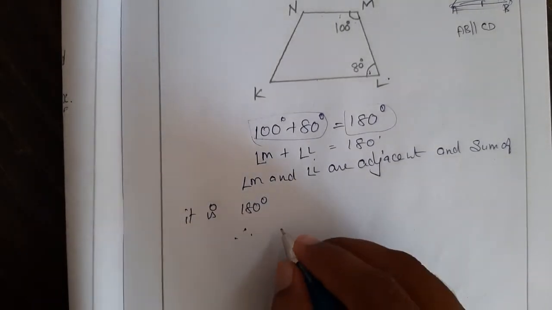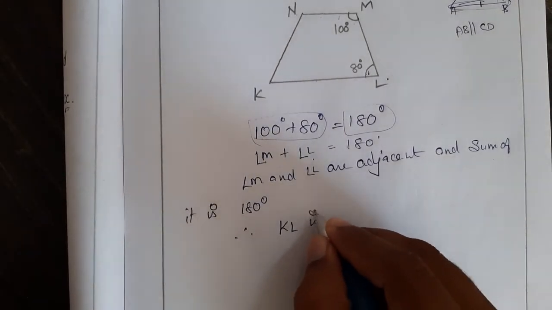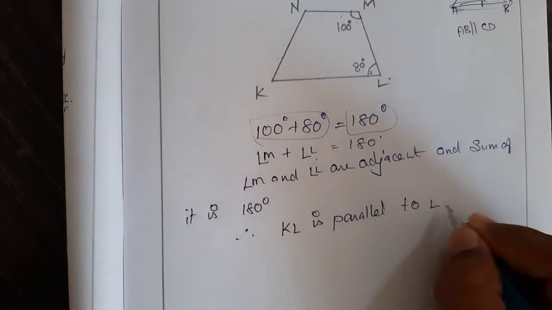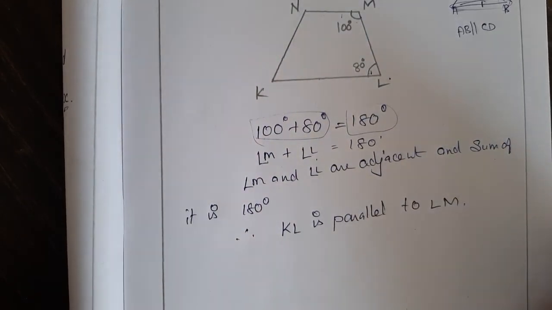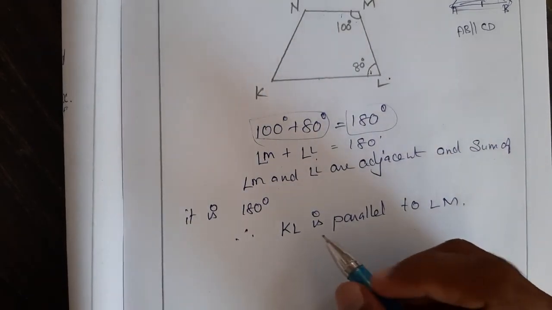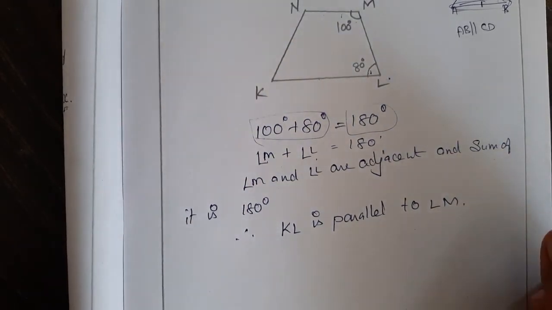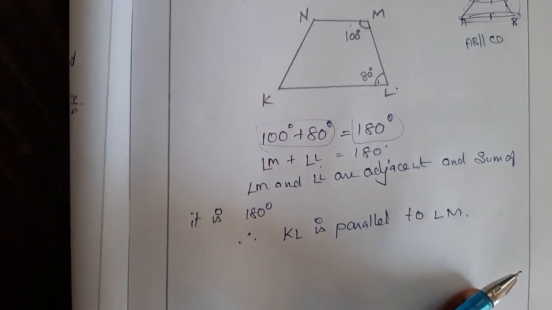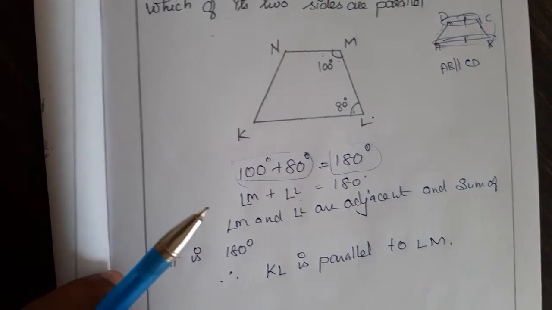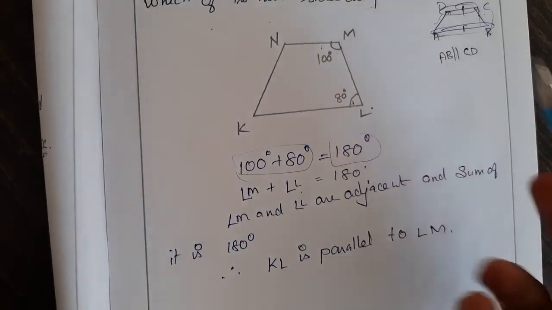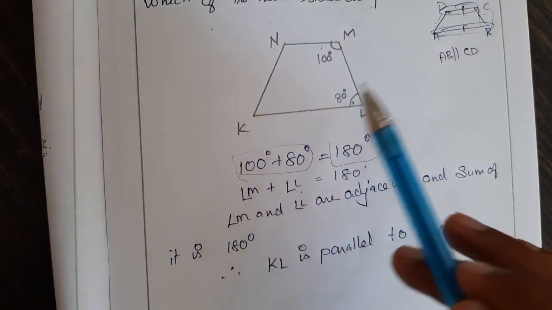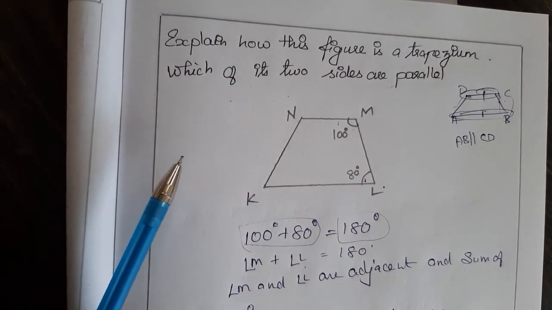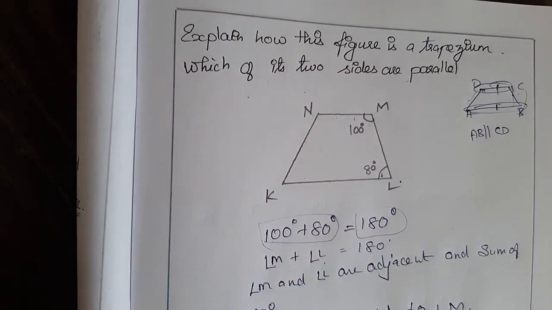Therefore KL is parallel to LM. Clear? So the side KL is parallel to LM, and it is a trapezium. So one pair of sides is parallel, we have proved it, and it is a trapezium. We need not worry about the other sides because they are not given. Even if only one pair of sides is parallel, we can call it a trapezium. Thank you.